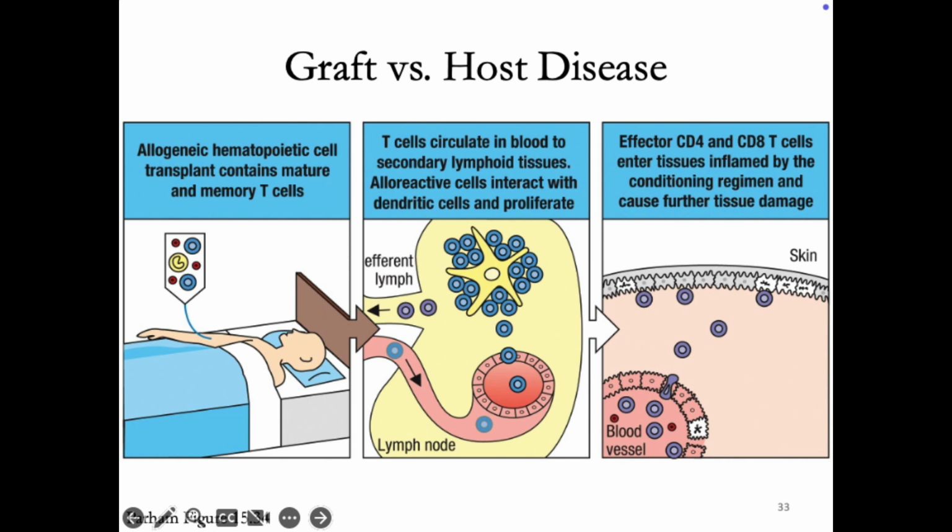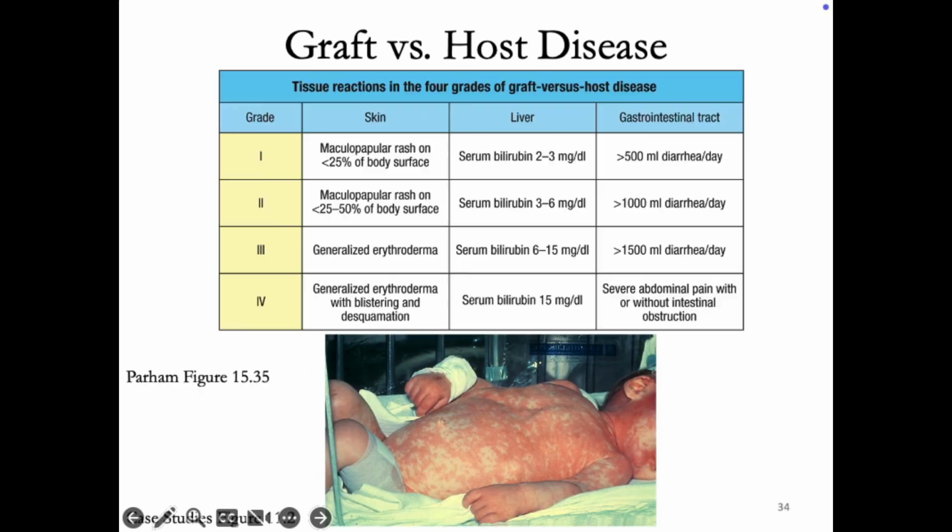They'll be like, oh my gosh, look at all this foreign stuff. Everywhere I look, all I see is foreign. And they're going to get really activated in the patient's lymph node. And then they're going to actually start destroying all the tissues because all the tissues are foreign after you've transplanted in those memory T cells. And so you can see some examples of graft versus host disease here.